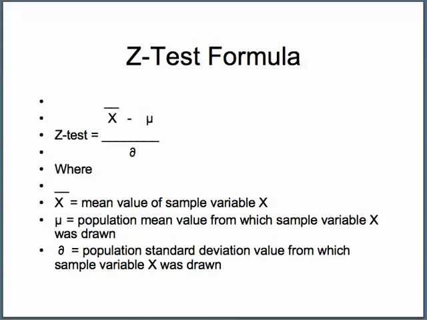As we recall, the z-test formula is as follows. The z-test is equal to x bar minus mu divided by theta, where x bar equals the mean value of sample variable x, mu equals the population mean from which sample variable x was drawn, and theta equals the population standard deviation value from which sample variable x was drawn.